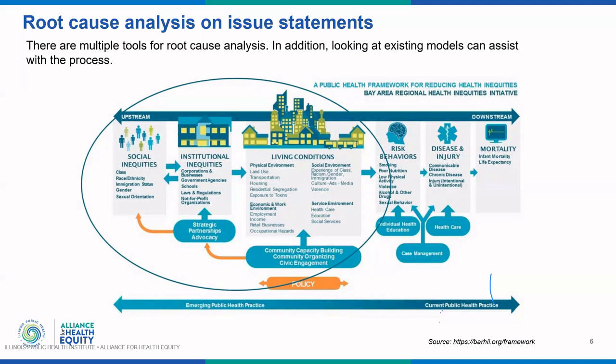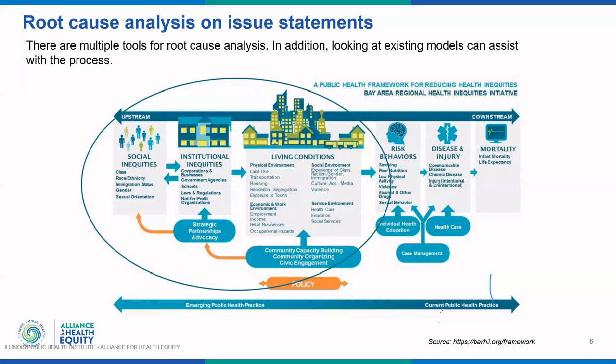So these are well-used types of tools I'll be showing you, but there are other options. Looking at existing models can assist with the process. So let's say you get your community advisory council or your group of internal stakeholders together. It's helpful to level set by reviewing existing models of upstream root causes of health outcomes, because you all know we work in equity all the time, but that's not necessarily the framework that our hospital leadership, our health department partners, or even community-based partners necessarily look at. So this is great for level setting.